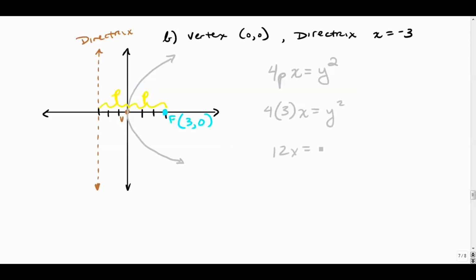We get 12x is equal to y squared. So x is equal to 1 over 12 y squared. And that's it. That is our answer. That's the equation of the parabola that has a vertex at (0, 0) and a directrix at x equals -3. Cool.